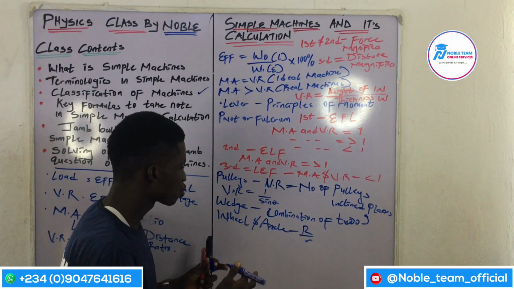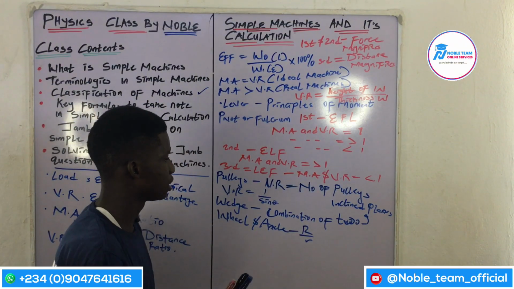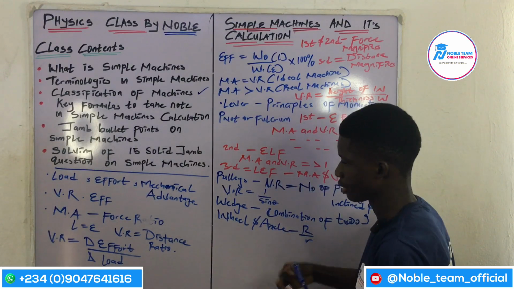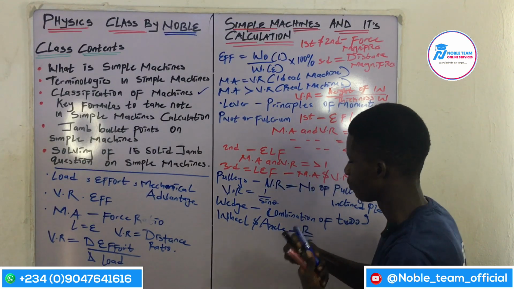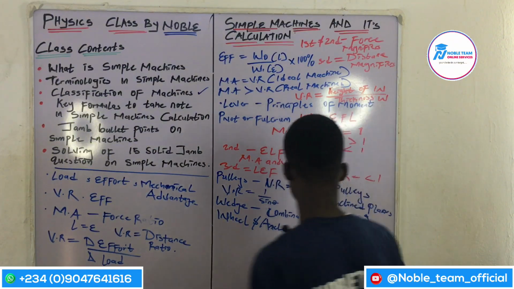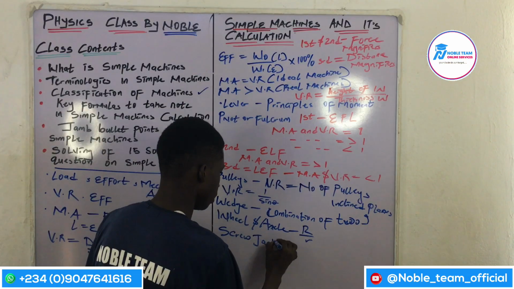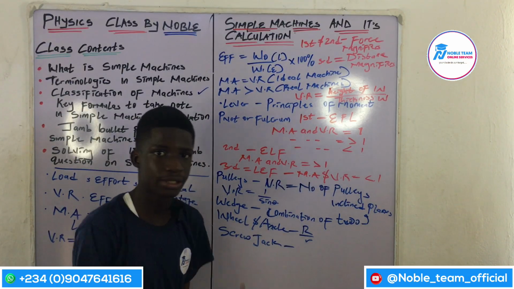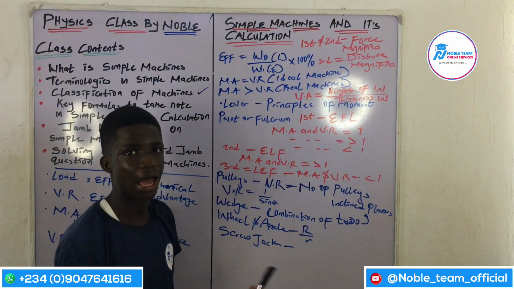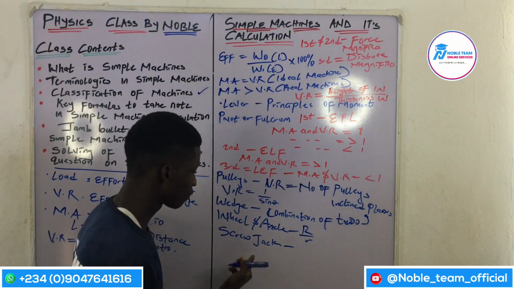Now, the next one I want us to look into is the screw jack. My board is already filled, but I will try and look for space. Now, this is what we call the screw jack. We use it to lift heavy loads, for example, the jack that we normally use to lift a motor if we have a flat tire.